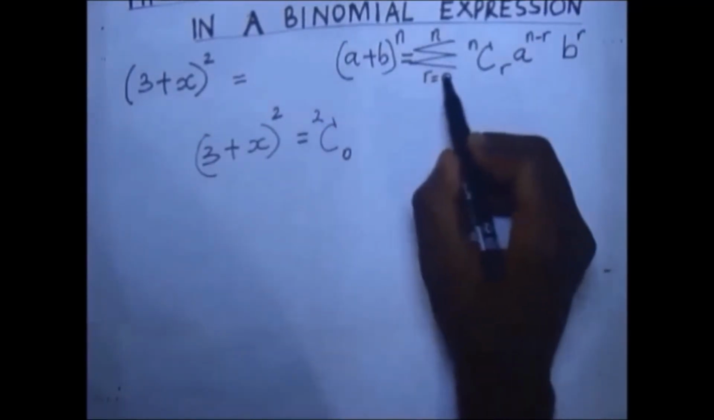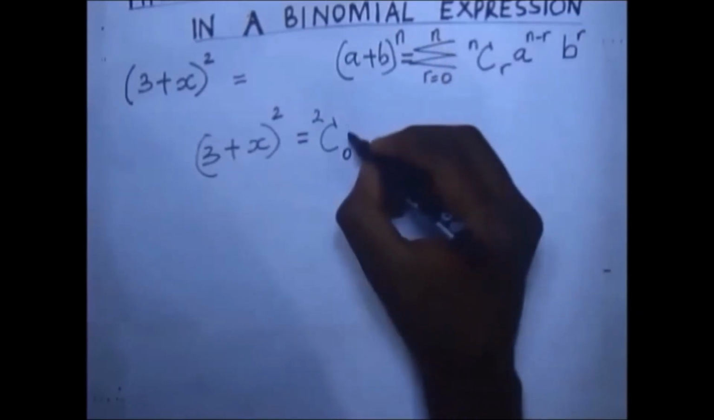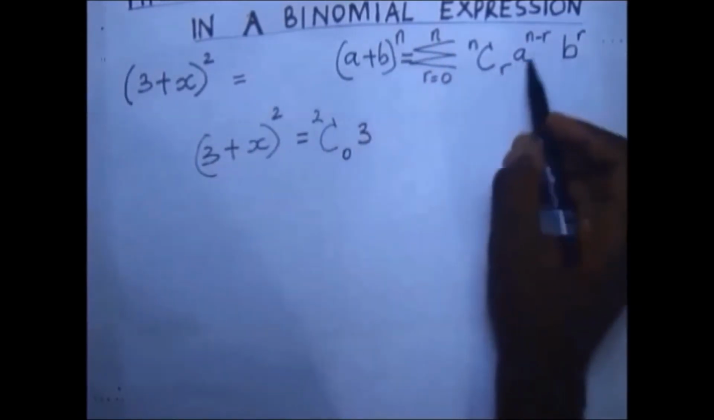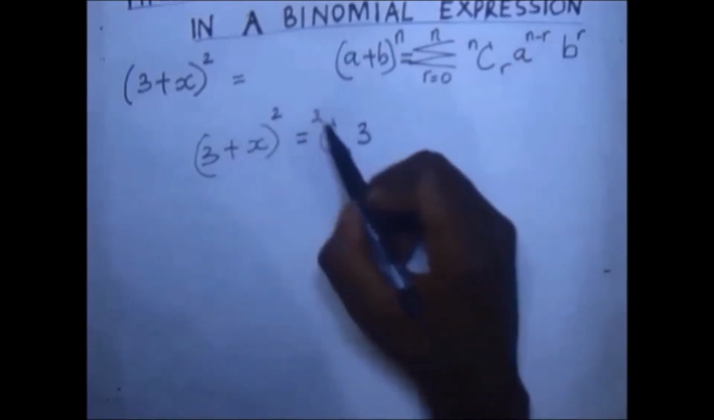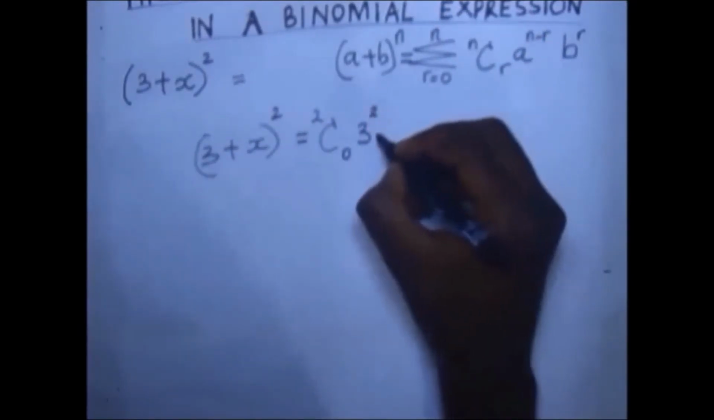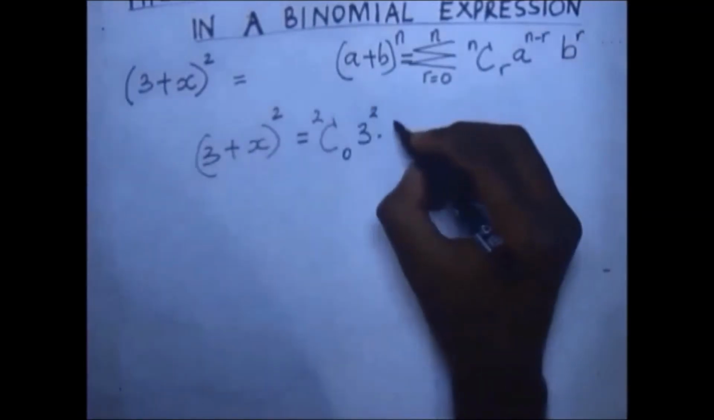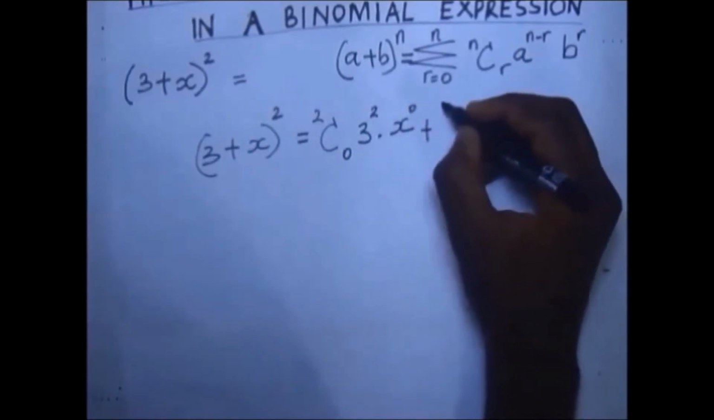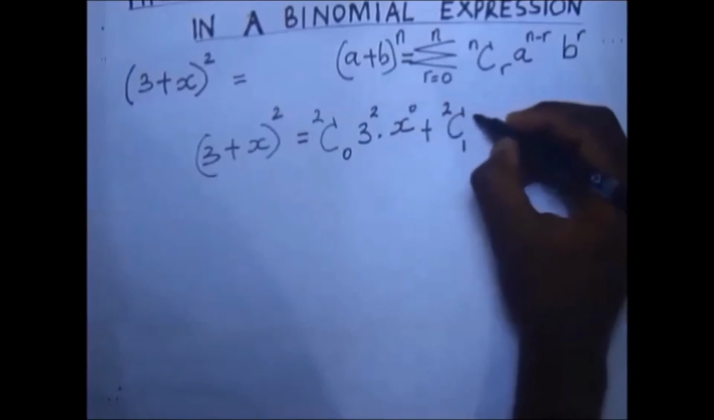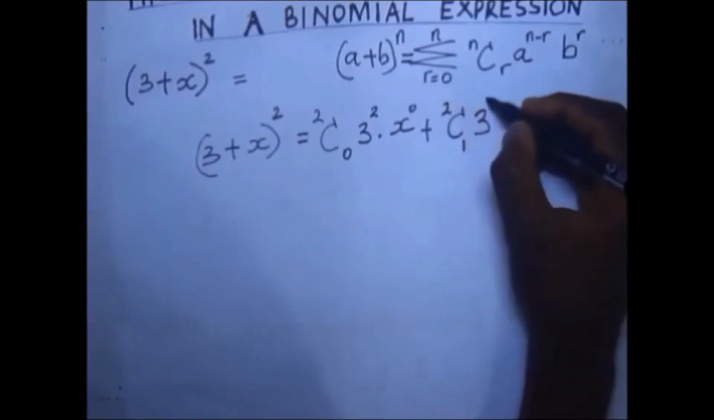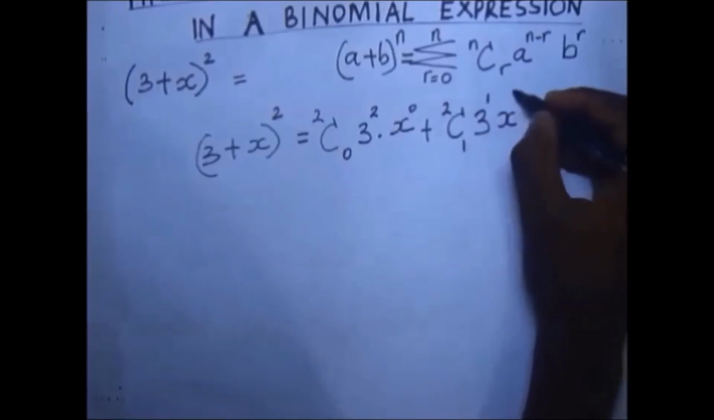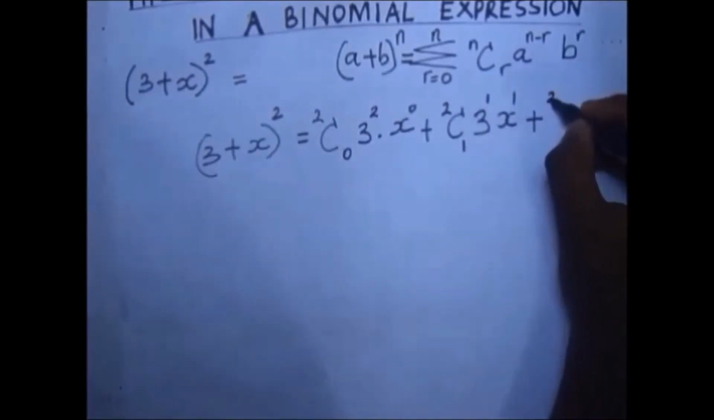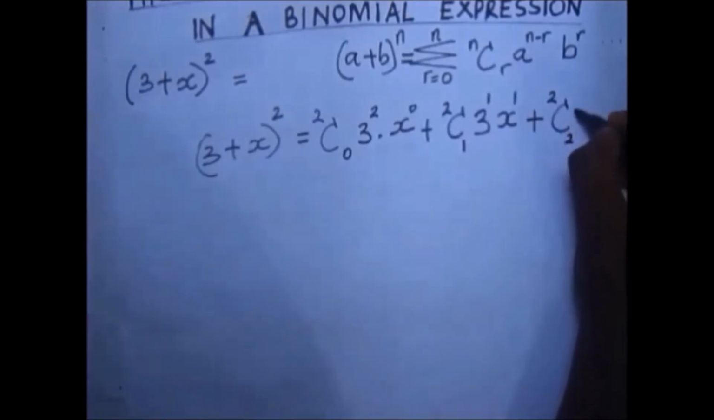Combination 0, because r is running from 0 to the value of n, times a is 3, so it's 3 to the power n minus r. That's 2 minus 0, which is 2, times b. B is x, so it's x to the power r, in this case r is 0. Plus 2 combination 1 times 3 to the power 2 minus 1, which is 1, times x to the power 1, plus 2 combination, now r here is 2, times 3 to the power 2 minus 2 is 0, times x to the power 2.